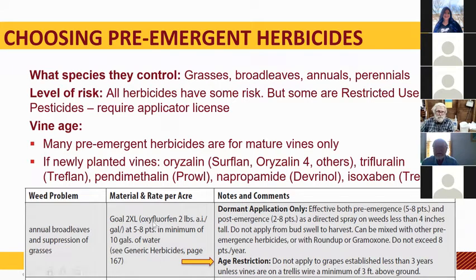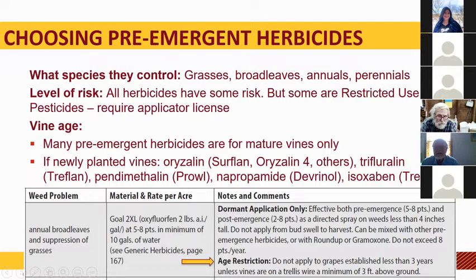If you look at this screenshot that I took at the bottom, this is a screenshot of a page in the Midwest Fruit Pest Management Guide, where they have a huge, huge table, several pages long, of all the herbicide options for vineyards. And then they say the rate per acre, as well as notes and comments. So this is the row for Dual 2XL. It's saying that it controls annual broadleafs and has some control of grasses. And then it says that there's an age restriction.